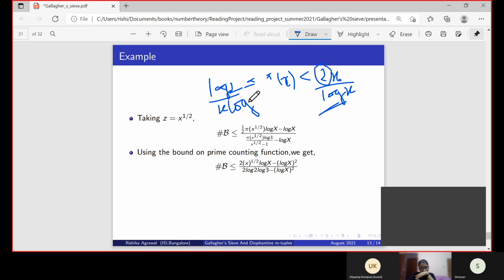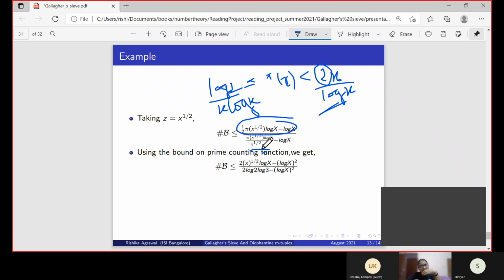So why do we need both side bounds? Because for the numerator we will need an upper bound, and for the denominator I'll need a lower bound. Okay, so just putting these bounds in and changing root of x minus 1 to root x to make our calculations easier, we'll get that size of b is less than or equal to 2 times root x log x minus log x whole squared over 2 log 3 minus log x whole squared.